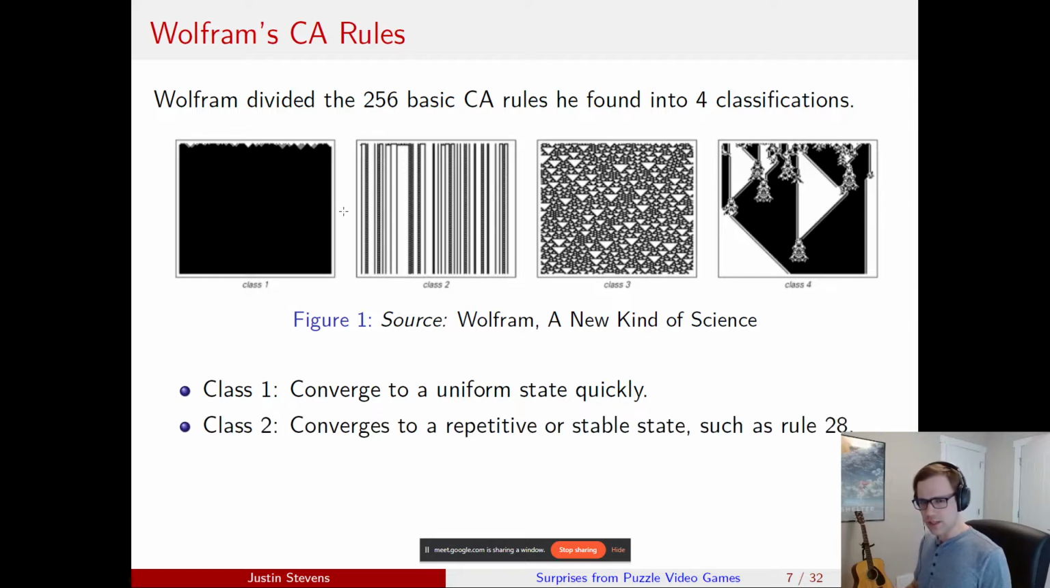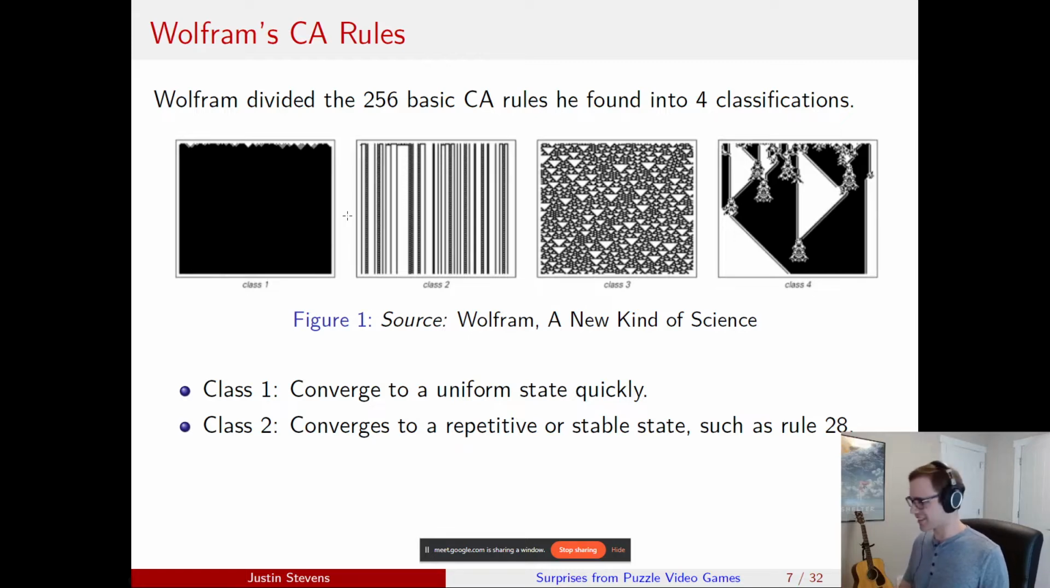Class 2 is going to converge to a repetitive or stable state very quickly. And that was what we just saw with Rule 28. It was a somewhat stable state. There wasn't anything too unpredictable going on. It'd be fairly easy to make predictions based upon what would come next.